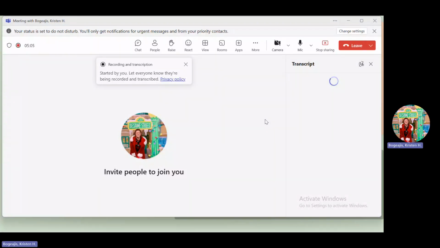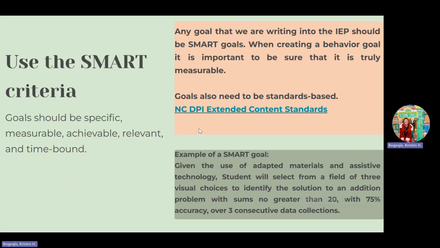All right, so we are going to talk about how to write goals, talking about present levels. So let's start by just talking about how to write. When we look at criteria, it's the specific, measurable, achievable, relevant.